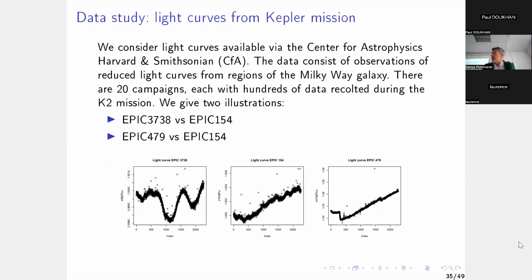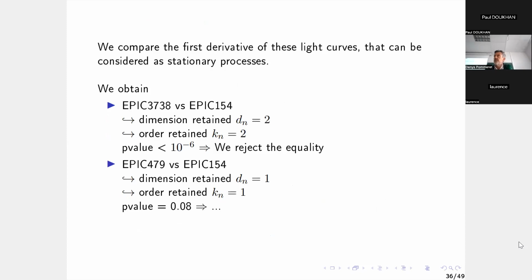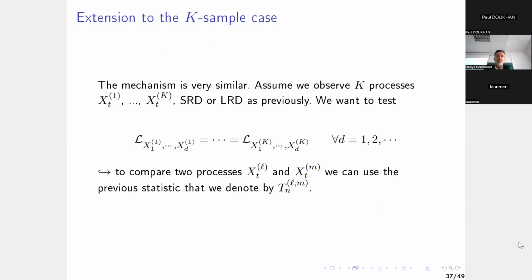What would be interesting is to say, okay, I have many light curves, and I would like to make a clustering. It means that I have processes, and I want to know which have the same structure, and to have an automatic method. So that's what I want to show you now. This is very simple to understand because this is exactly the same theory as before, and I just use an adaptation.